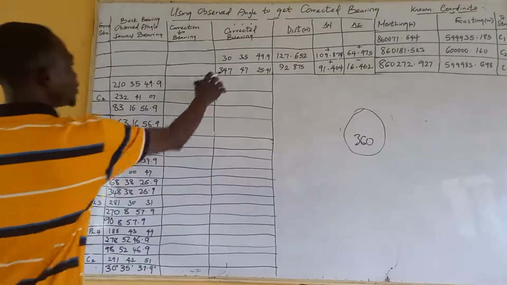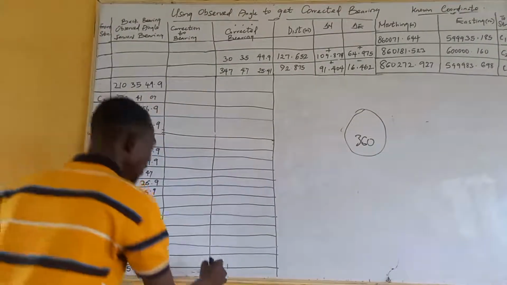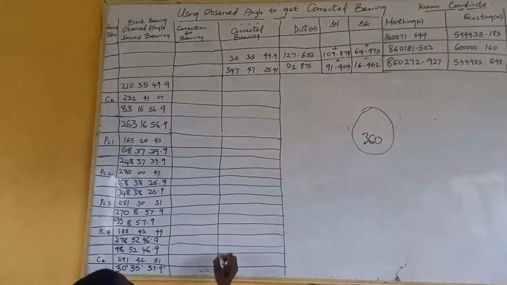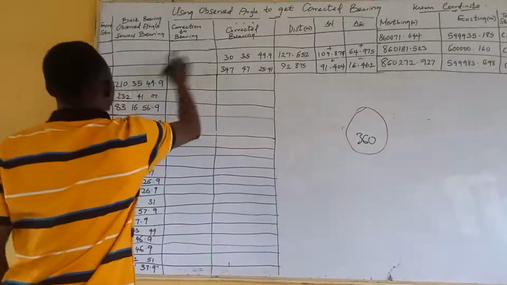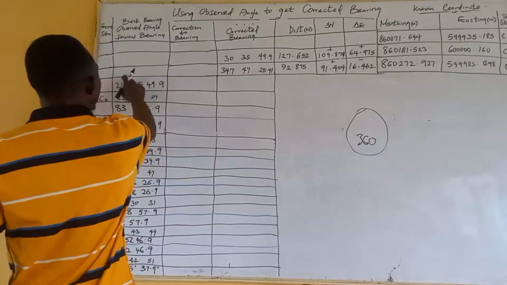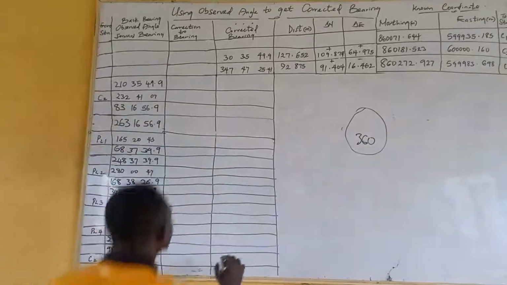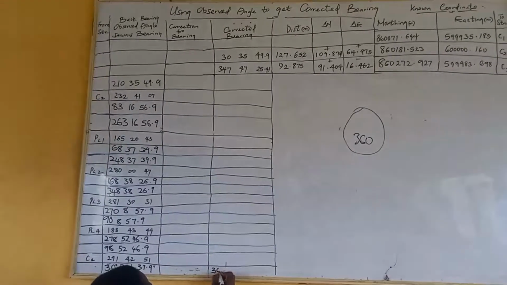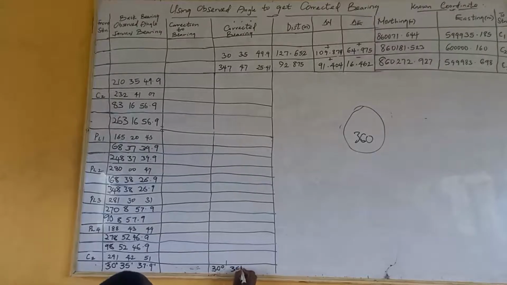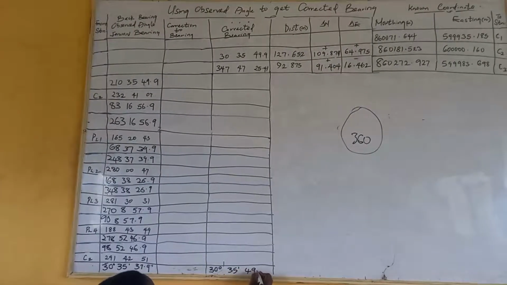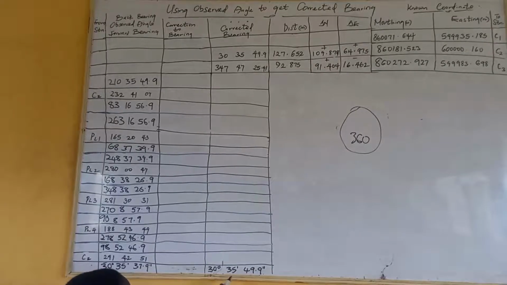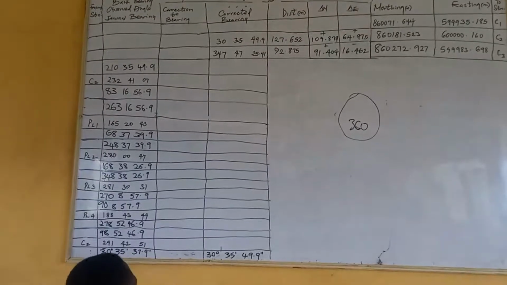Now we are going to bring out this value here. We are going to write it here, because that is the corrected bearing that we use to start our computation, to start our deduction. So now we have 30 degrees, 35 minutes, 49.9 seconds.